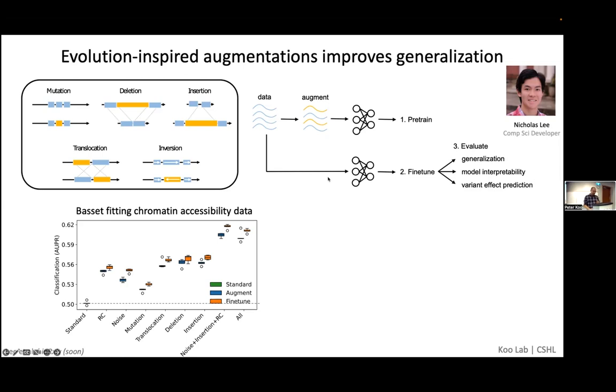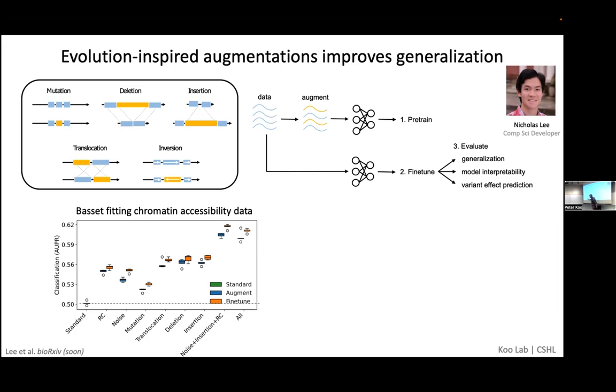Now, here is an example of the original Bassett model trained on chromatin accessibility data. This is just a simple CNN model, one of the original deep learning models in regulatory genomics in the era of deep learning, and it's trained to predict 161 chromatin DNA-seq data sets. So a very large scale model. And here is the original model's performance based on the classification AUPR, area under the precision recall curve.